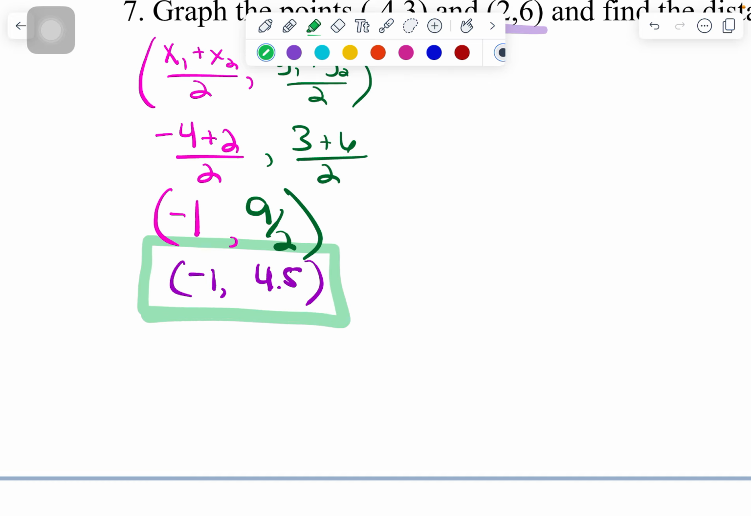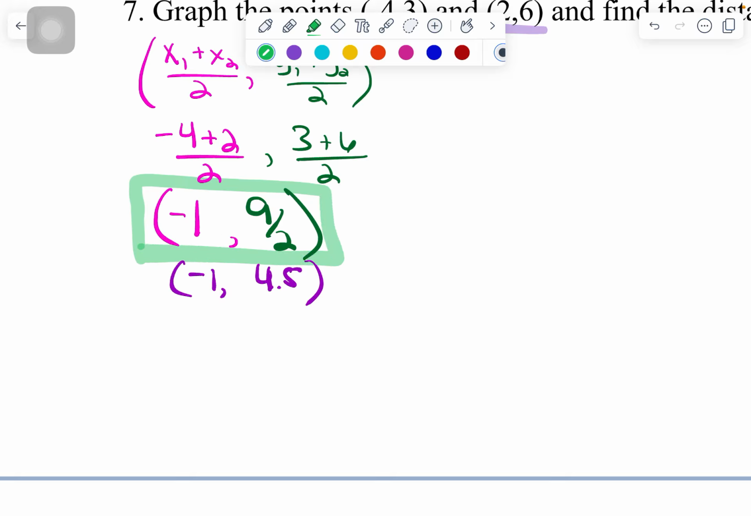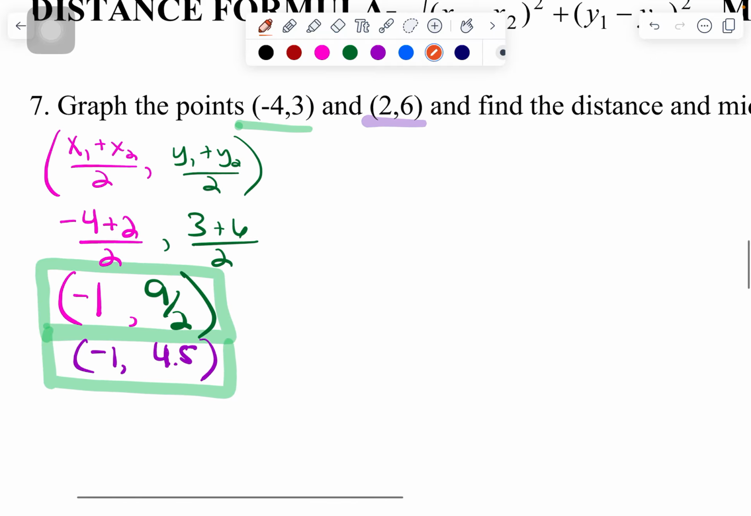All right. So, whoops, I actually meant to put a box around the other one. I do prefer the decimal answer, the fraction answers, but the decimal is good as well. All right. And then the second part is I want to find the distance between the 2 points.